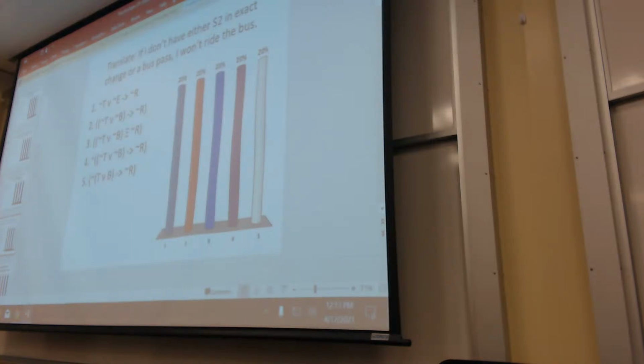We'll need something for $2 in exact change. We'll need something for a bus pass. When you've got two letters together, you need to close the parenthesis. Then we've got whatever that last section's supposed to be. We never used a sign for if, so we use the arrow there. And then we need a negation for the won't. And then we need something for ride the bus that does not duplicate the B that we used here.